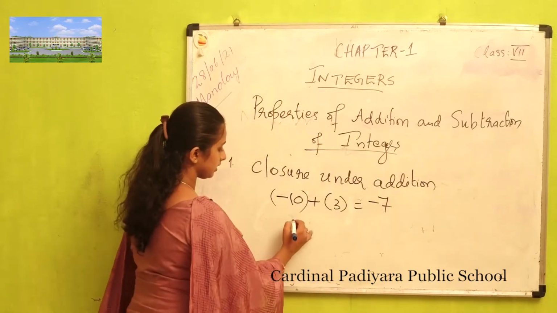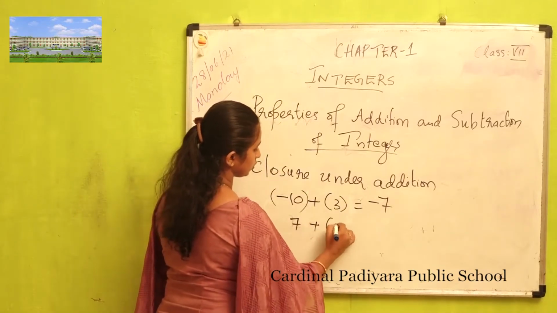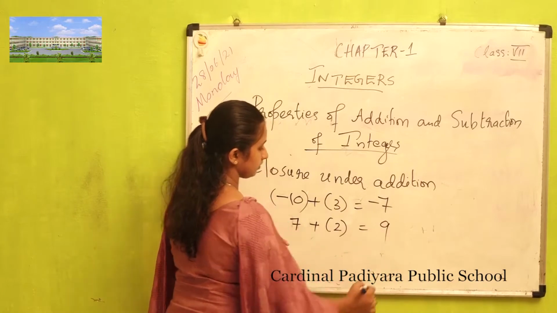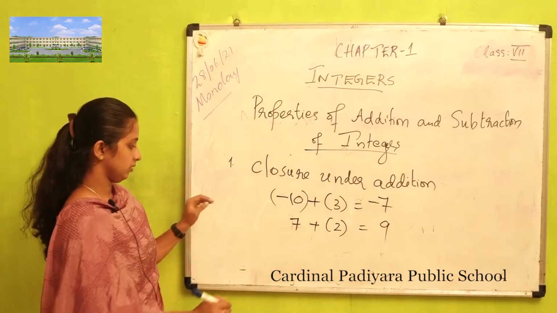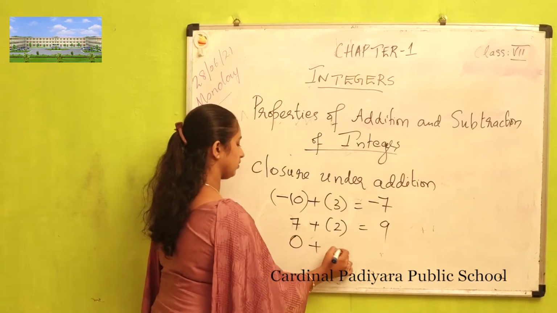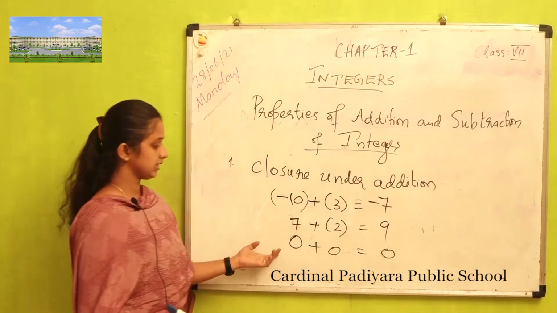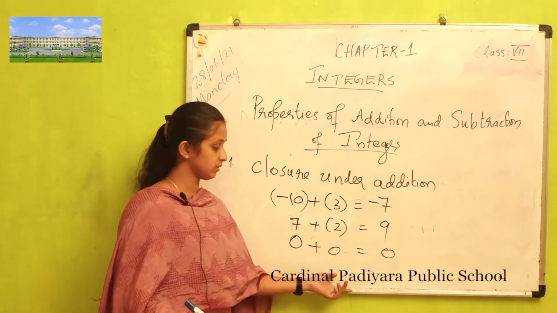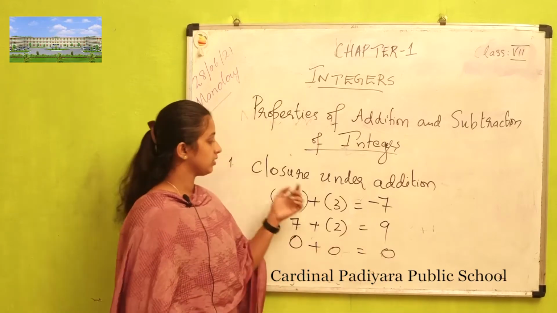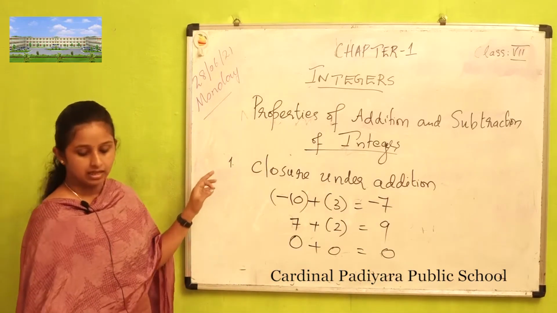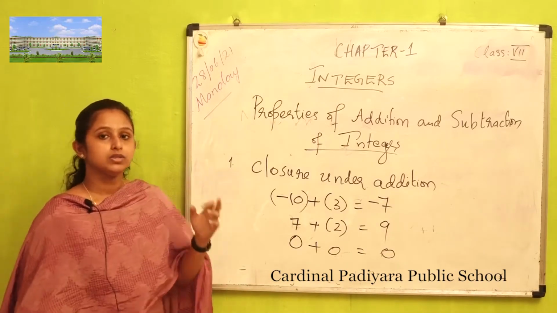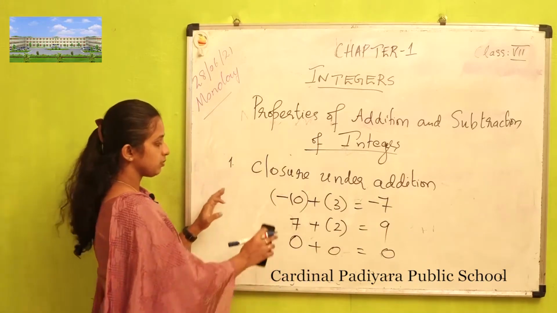See, for example, we can take 7 plus 2. What is the answer? 9. 9 is an integer. So 0 plus 0, the answer is 0. That is, when adding two integers, we are getting an integer as the answer. So we can say that integers are closed under addition. Okay, this is the first property.